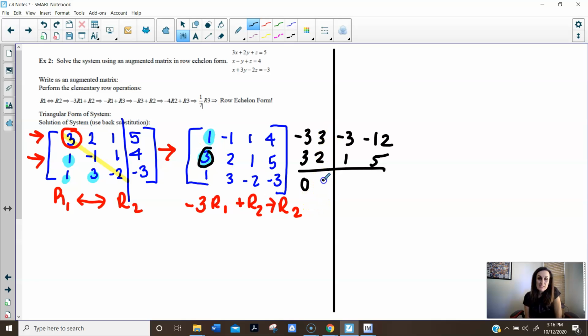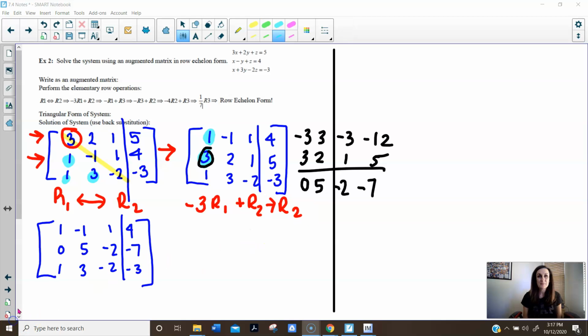I get a 3 plus 2 is 5. A -3 plus 1 is -2. And a -12 plus 5 is -7. So now what I'm going to do is replace this row with this new row. So now if you look, here is my new row 2, see new row 2, and I put it here under my new row 2.